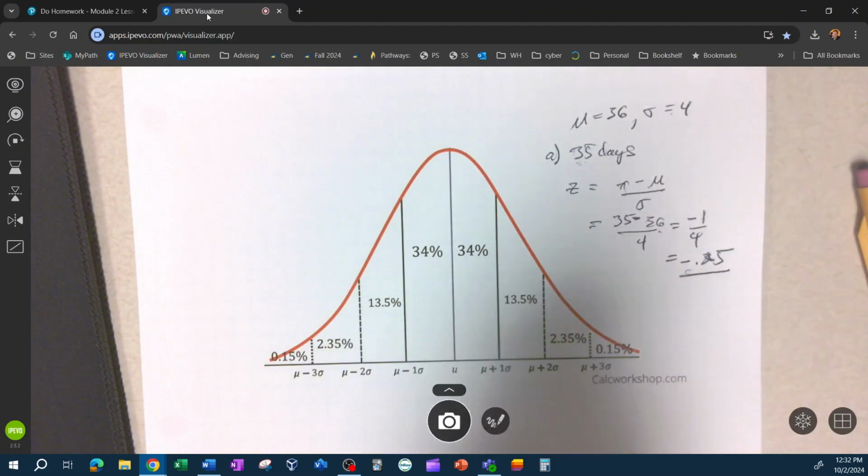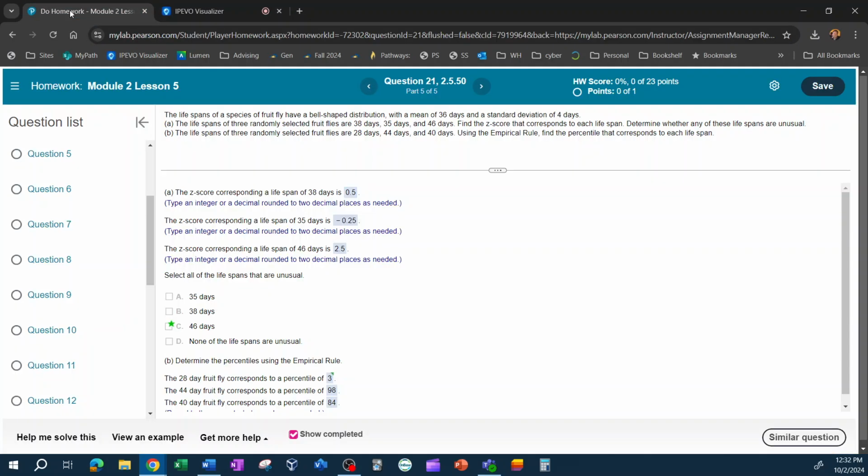So going back to the problem, that's how you do all three of these. This part A, we put 35 in the equation. On this one, you're going to put 38. On this one, you're going to put 46. And what does that actually mean? Z equal to minus 0.25 is saying that 35 is 0.25 standard deviations from the mean, which is 36 days.